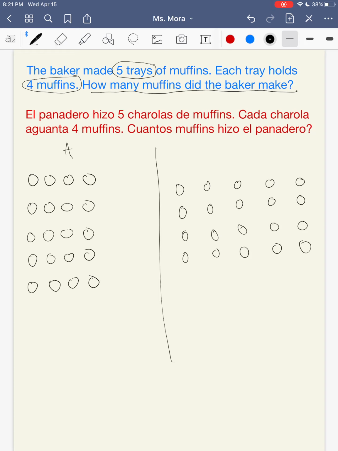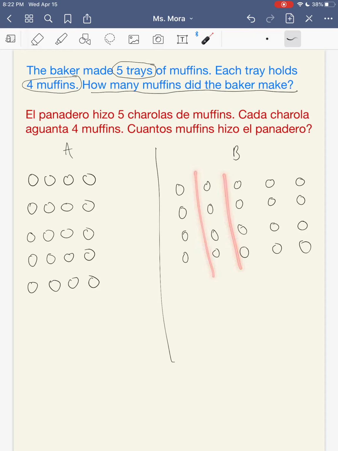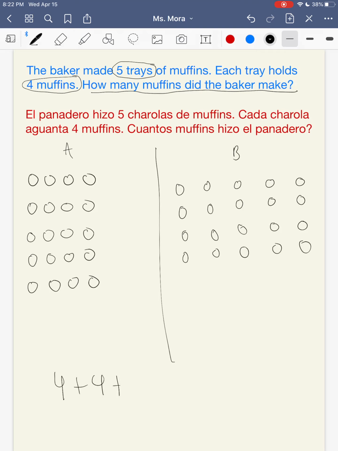I'm going to label them. So this is array A, this is array B. Both of these are correct because if you look at my array A, it has 5 rows of 4. 1 row of 4, 2 rows of 4, 3 rows of 4, 4 rows of 4, 5 rows of 4. Array B is columns of 4. So 1 column of 4, 2 columns of 4, 3 columns of 4, 4 columns of 4, 5 columns of 4. And because 4 is what's inside each row or each column, my repeated addition sentence would be 4 plus 4 plus 4 plus 4 plus 4. And I know 4 plus 4 is 8, plus 4 is 12, plus 4 is 16, plus 4 is 20.